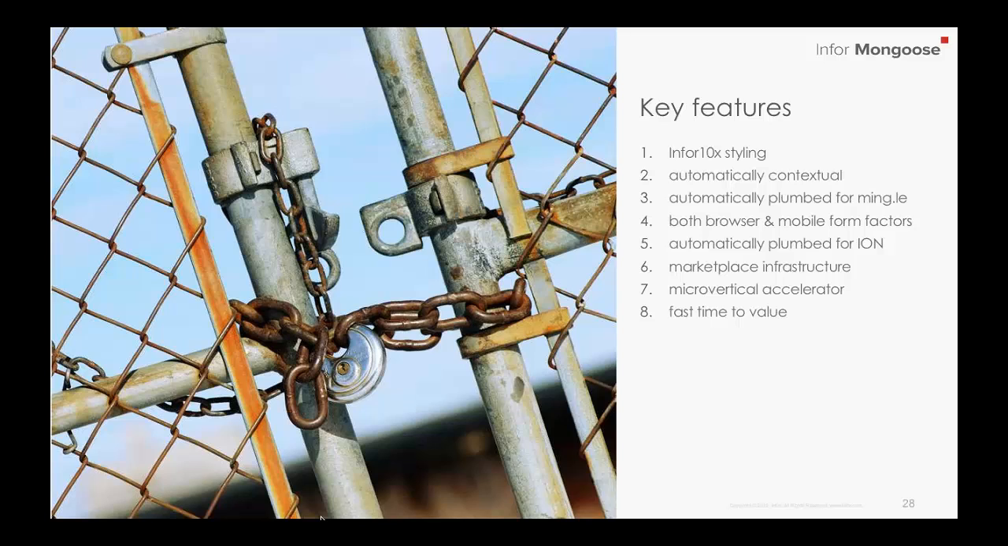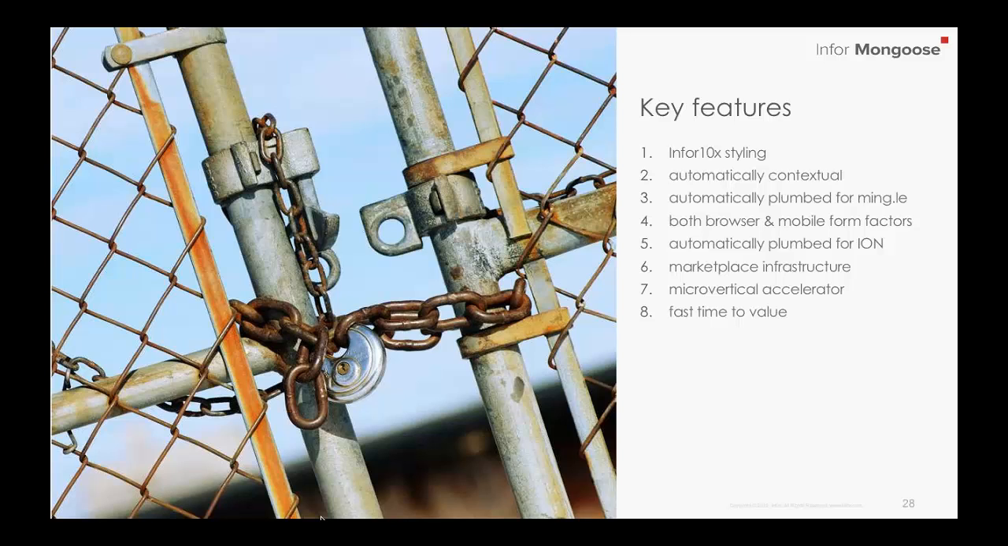Some of the key features in the latest version of Mongoose: we have the Infor 10x styling. Everything that you build in Mongoose by default can look and feel like any other part of your Infor culture. It has the Soho styling that comes automatically with it. You can, of course, personalize it, go into design mode, and make it look any way you want. I'll show you an example on a couple slides here of what we're talking about. Or you can have it look just like the rest of your Infor applications, as it'll natively do that. So you have that option.